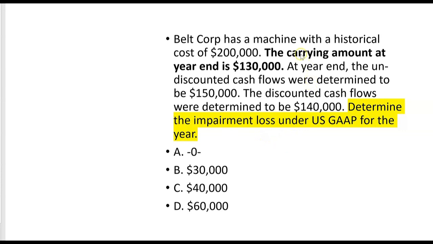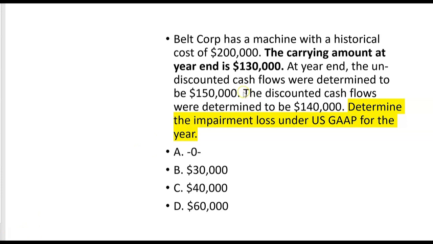They still have a machine with a historical cost of $200,000. This time the carrying amount at year end is $130,000, not $180,000 like it was before. At year end, the undiscounted cash flows were determined to be $150,000. So step one, you'd compare the carrying amount of $130,000 with the undiscounted cash flows of $150,000, and you wouldn't have any impairment because you're going to get more cash from this asset than you're carrying it on your books for. So you don't have any problem with an impairment here.